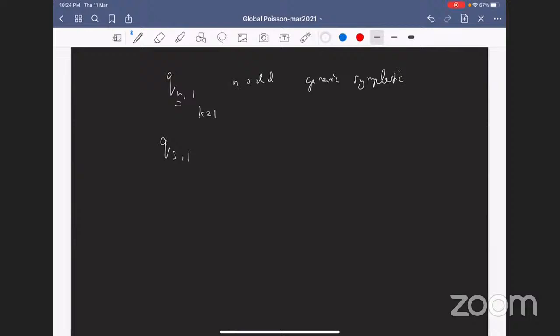So the space is P^2, and then you have the two types of leaves. There is the two-dimensional leaf, which is the complement of a smooth elliptic curve, and the points on the elliptic curve are zero-dimensional leaves. So in particular, it's generically symplectic.